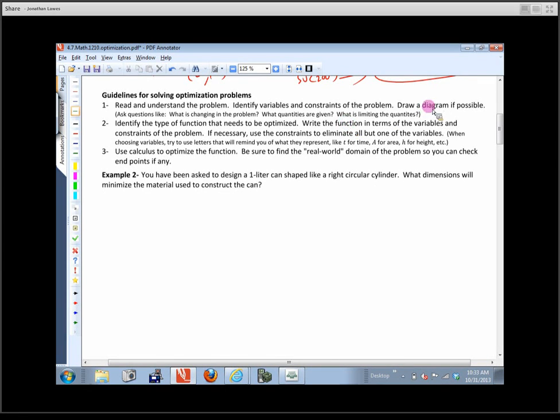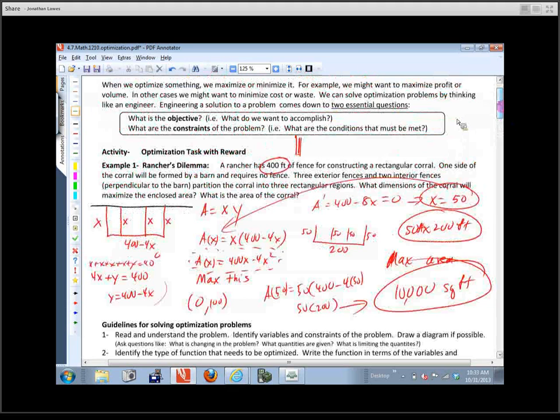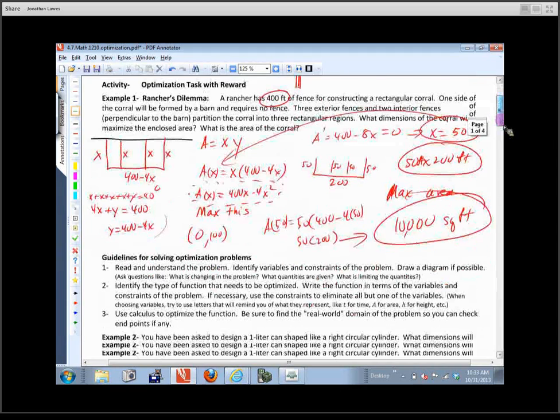We want to draw a diagram if possible. The previous problem was about a rectangle, so we drew a rectangular corral. Okay, that can be really helpful in figuring out the geometry. And you want to ask yourself questions like this. What's changing in the problem? Okay? What do I have control of? Okay, when we drew the different pictures of, well, I could draw it really long like this or really skinny like this. Okay, that's what we're talking about. How can I change the dimensions of this?